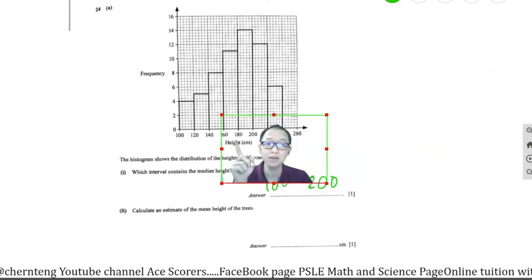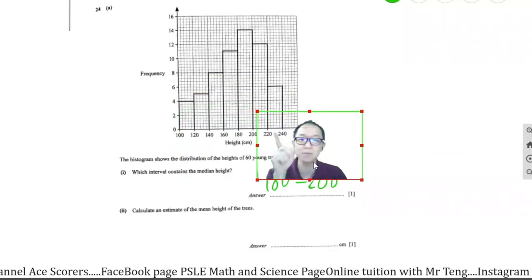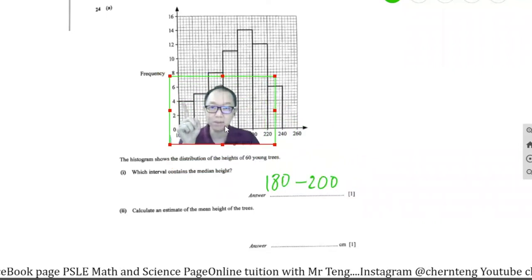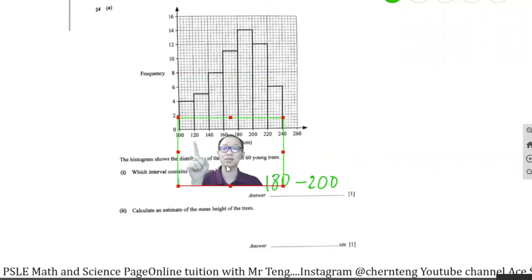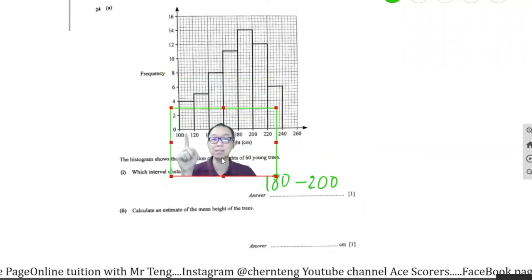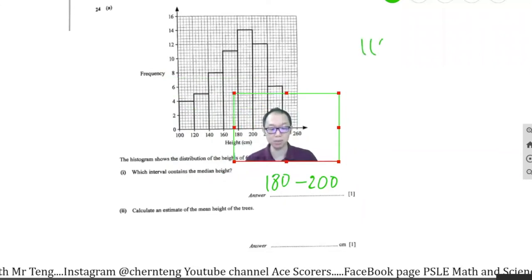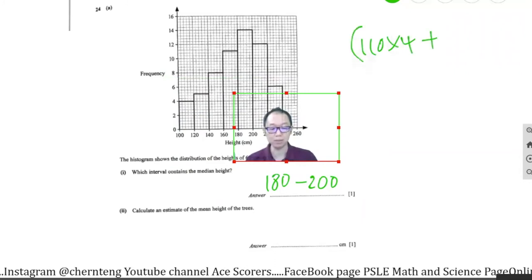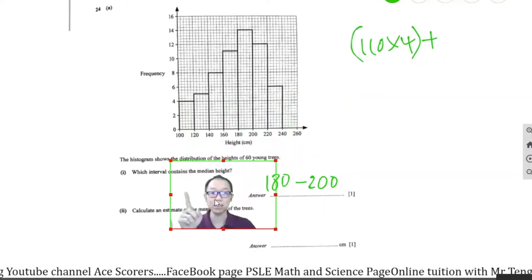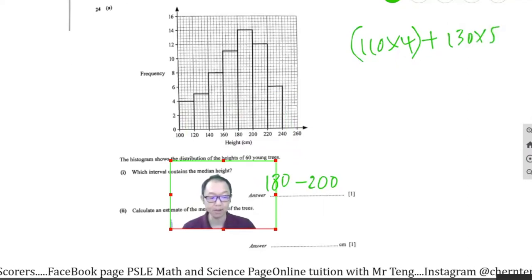Can you tell me which value did you get? Did you use 100 times 4 or 120 times 4? You use the middle. Very good. You see, this is a histogram. Now, for this type of histogram, the rule is this. You cannot take the small number. You also cannot take the big number. You got to take the one in the middle. So the middle here is 110. So we take 110 times 4, plus the second one. The second one here, 130, so 130 times 5. Okay, you get it.